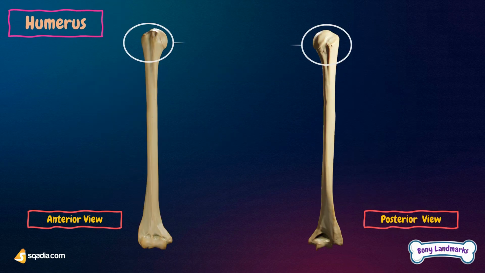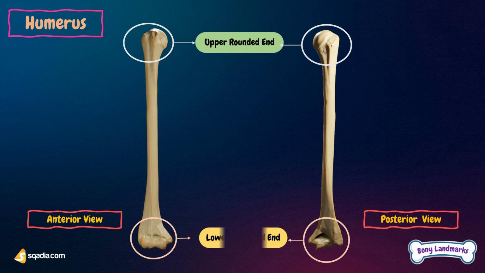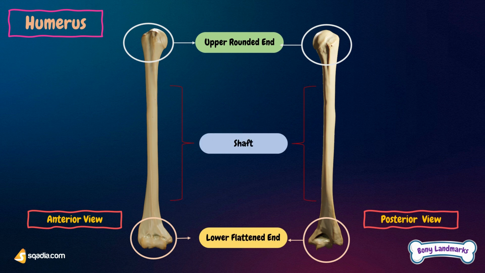It has an upper rounded end, a lower flattened end, and a shaft. The upper end is rounded to form the head. The lower end is expanded from side to side and flattened from before backwards. So the bone can be divided into three parts: upper end, shaft, and lower end. Let's look at them more closely.